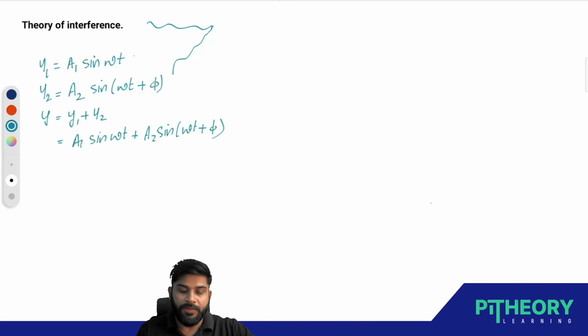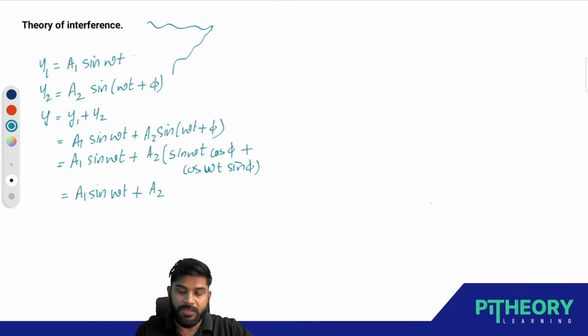All right. So now you see what I'm going to do. I'm going to apply this identity. What is that? Sine of A plus B is sine A cos B plus cos A sine B. So you get A1 sine omega t plus A2 into sine omega t cos phi plus cos omega t sine phi. So this you can write as A1 sine omega t plus A2 sine omega t cos phi plus A2 cos omega t sine phi.